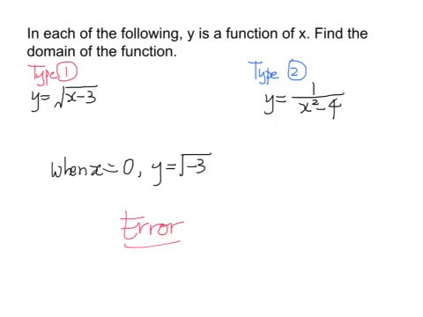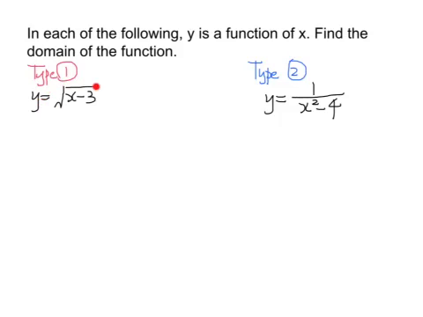So obviously, when x equals 0, this is no good. When x equals -1, this is no good, etc. So we have to find all the x's in which this type of question will give you a number instead of an error.